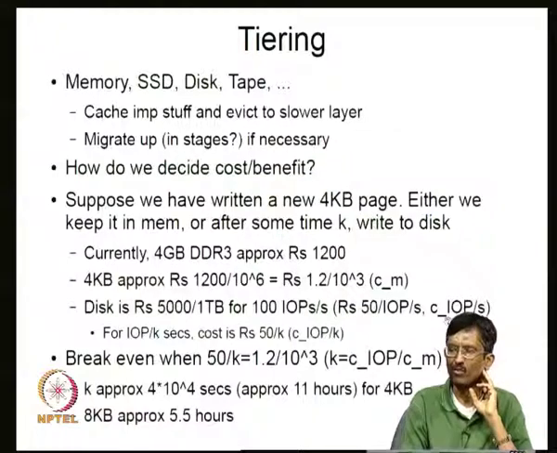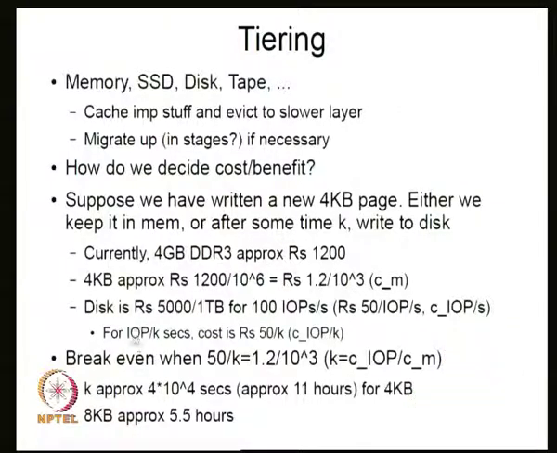Okay, let's call it C_IOP. This is the cost per IOP per second. So if this is the cost, then it may be that I don't need an IOP-per-second kind of cost, I need IOP per k seconds. That means the cost will be rupees 50 by k.